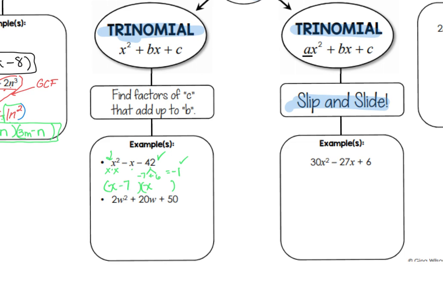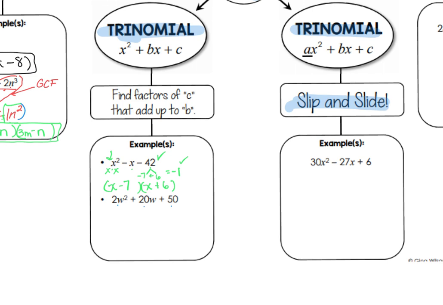One gets the minus 7, the other gets the plus 6, and that is fully factored now. Okay, we also learned that we don't always have to slide if there's a number in front of our squared term. Sometimes it's just a GCF. So in our second example in this box, we have 2w squared plus 20w plus 50.